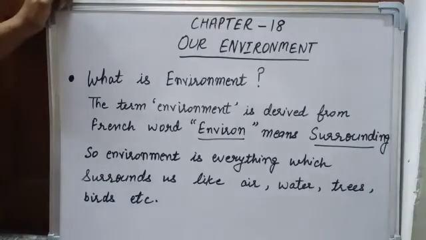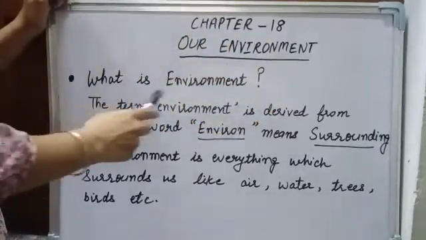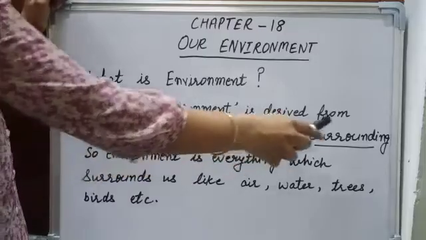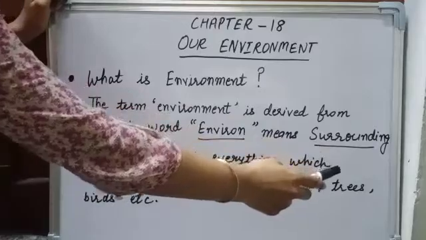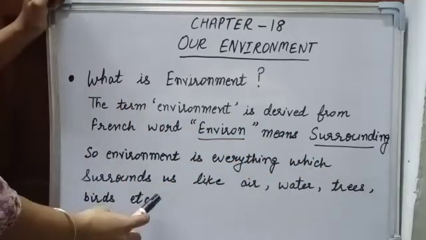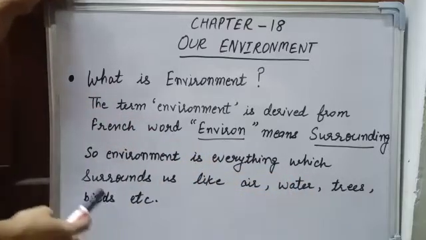Hello everyone. Today we are going to read Geography, chapter number 18, our environment. Firstly, what is environment? The term environment is derived from the French word environ, which means surroundings. So, environment is everything which surrounds us, like air, water, trees, birds, etc.